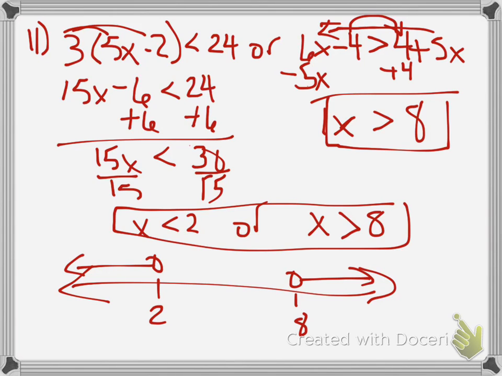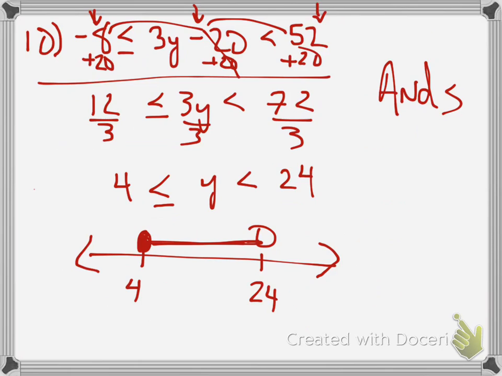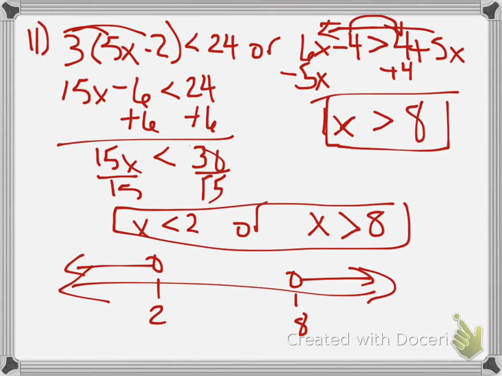Now, for bonus, for both of these, if you give this to me in interval notation also, so like here, 4 to 24, and on this one, negative infinity to 2, parentheses, 8 to positive infinity, I will give you bonus points. I will give you 1 or 2 points extra for each problem that you do correctly.